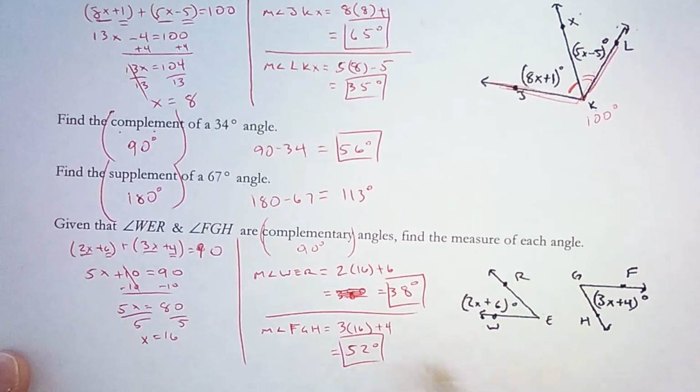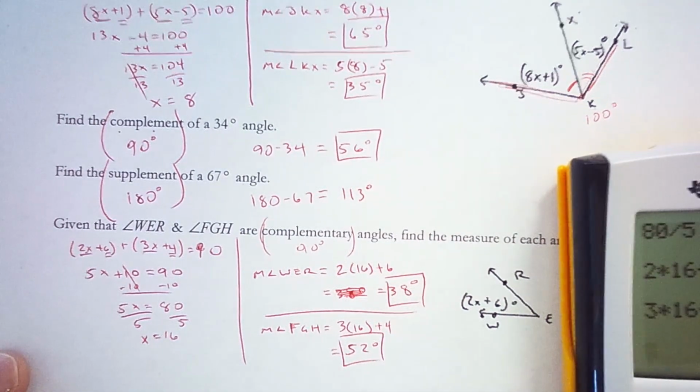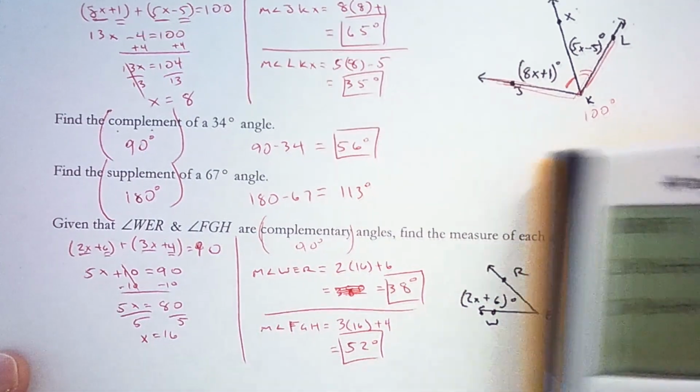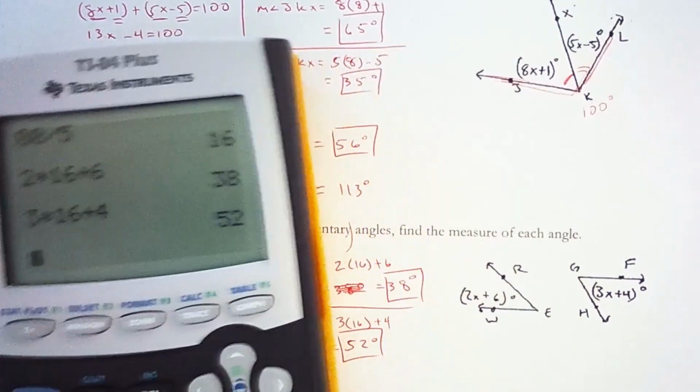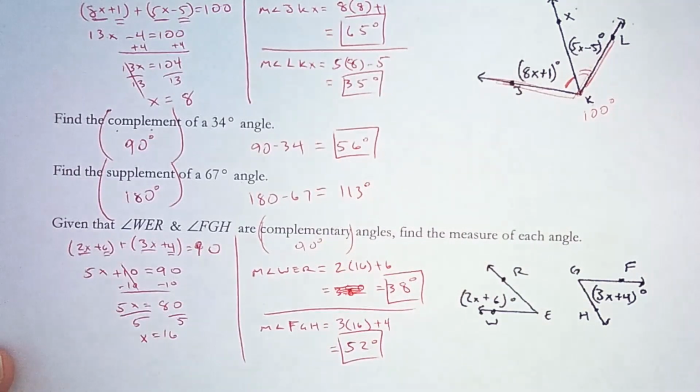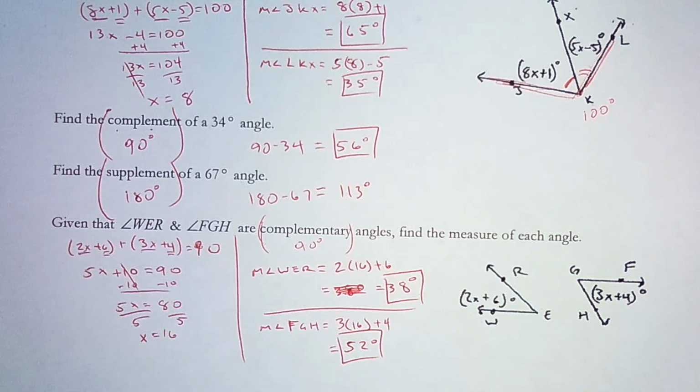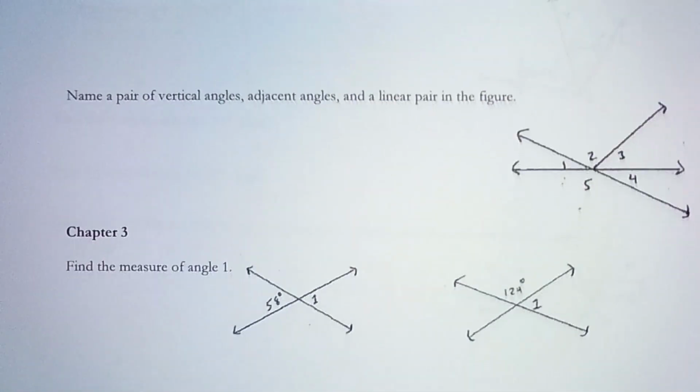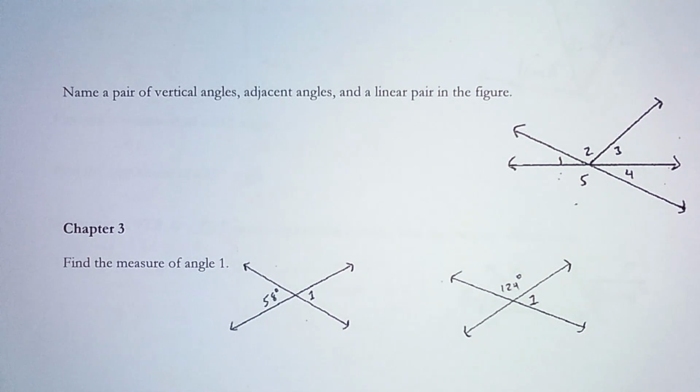52 degrees. To give this a quick check, if these are complementary, they should add up to 90. My two answers are 38 and 52. 38 plus 52 is 90, just like it should be. So I know my two answers are correct. We'll do one more problem here in this video.